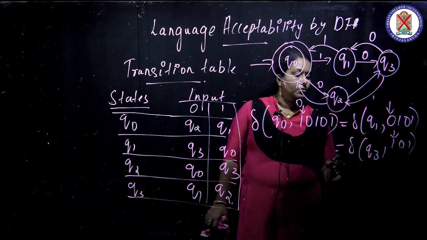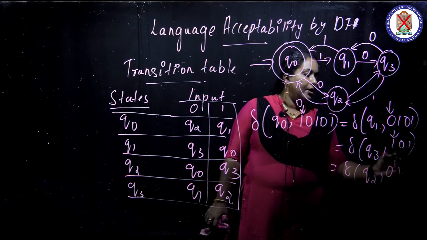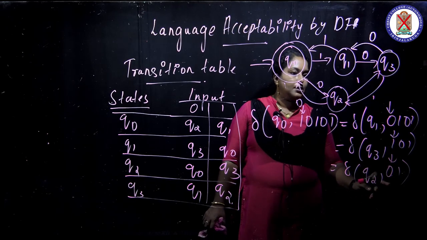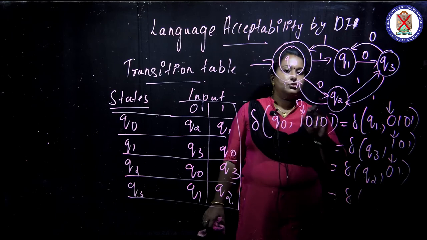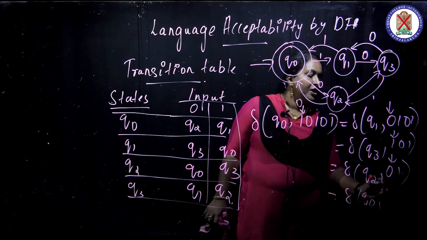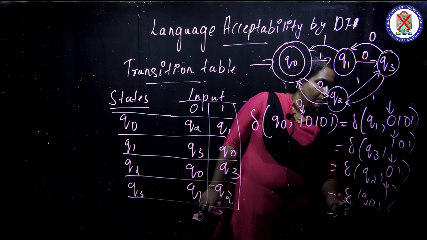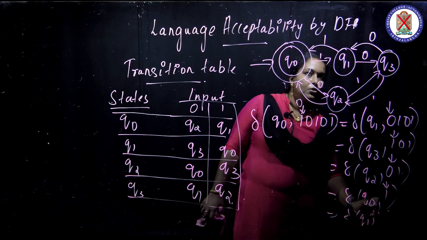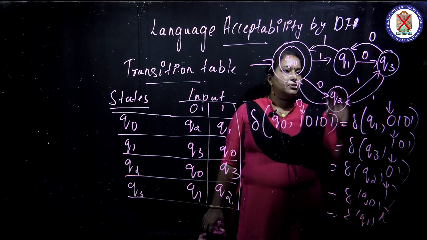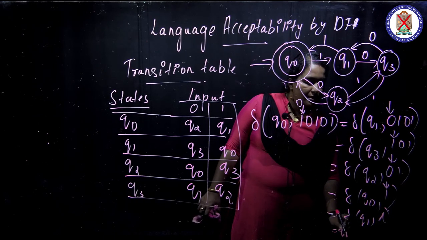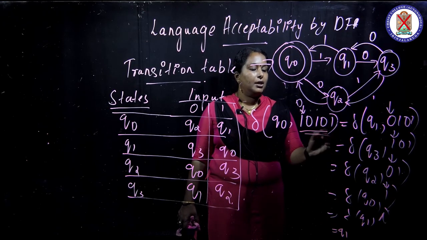The next symbol to be considered is 1. Q3 on 1 goes to Q2. So delta Q2 comma 01. The next symbol is 0. Q2 on 0 goes to Q0. Then the next symbol is 1. So Q0 on 1 goes to Q1. So Q1, comma epsilon. When the string reached epsilon, it is in state Q1, which is a non-accepting state. So this string is not accepted.